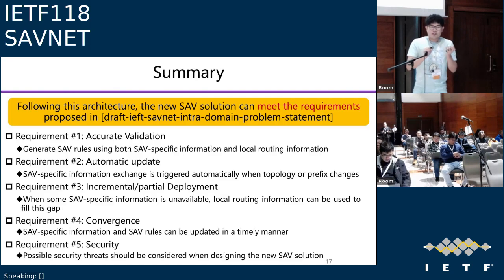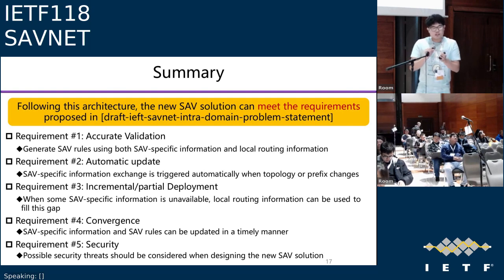Okay, in summary, following this architecture, the new SAV solution can meet requirements proposed in the draft of intra-domain problem statement. So the new solution can generate SAV rules in routers using both SAV-specific information and the local routing information, so it can meet the accurate validation requirement. And SAV-specific information exchange is triggered automatically when network topology or prefix changes, so the new solution can meet the requirement of automatic update. And when the new solution is partially deployed in an intra-domain network, it can still block spoofing traffic, so it can meet the requirement of incremental or partial deployment.